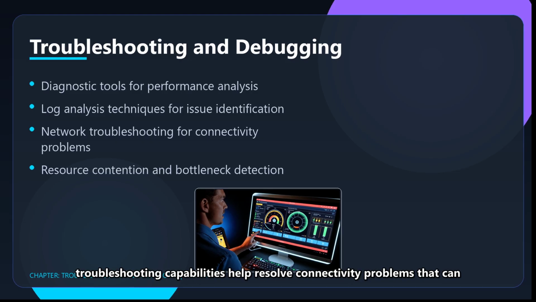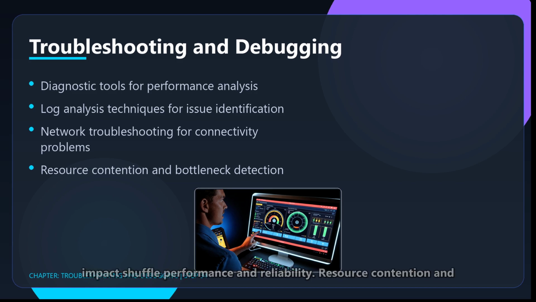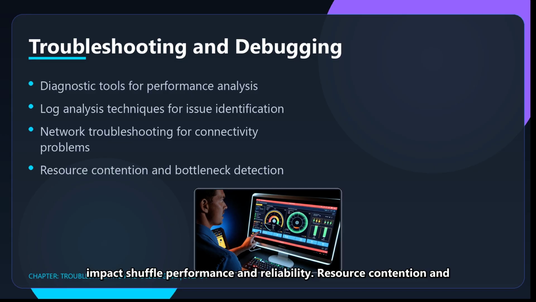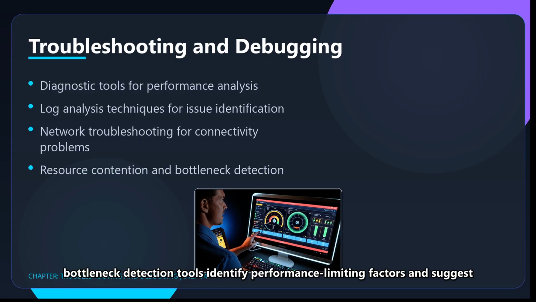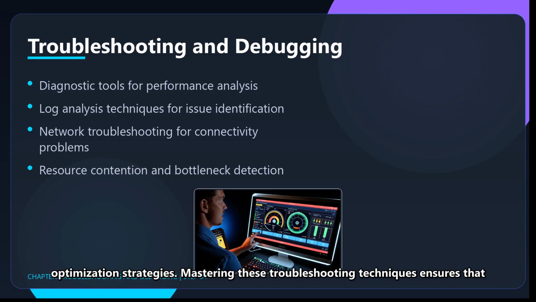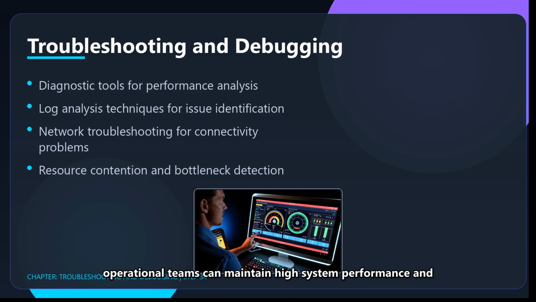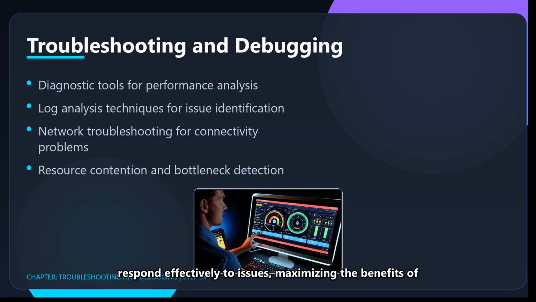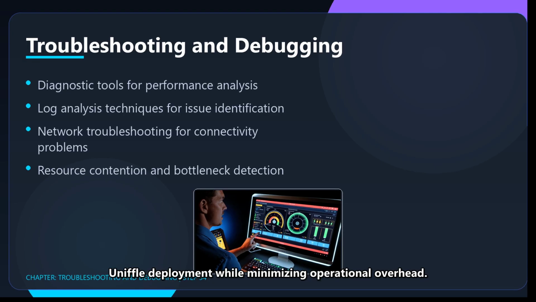Network troubleshooting capabilities help resolve connectivity problems that can impact shuffle performance and reliability. Resource contention and bottleneck detection tools identify performance-limiting factors and suggest optimization strategies. Mastering these troubleshooting techniques ensures that operational teams can maintain high system performance and respond effectively to issues, maximizing the benefits of Uniffle deployment while minimizing operational overhead.